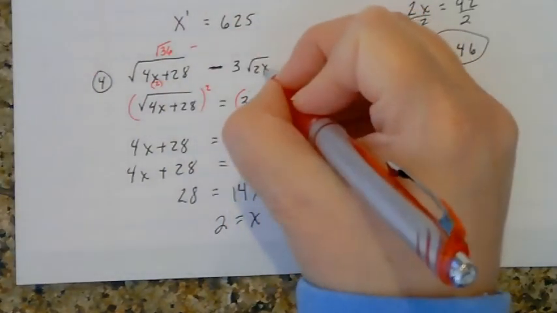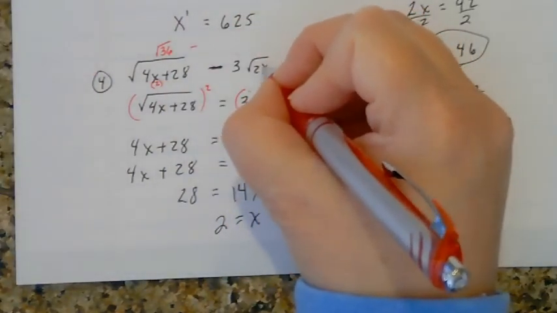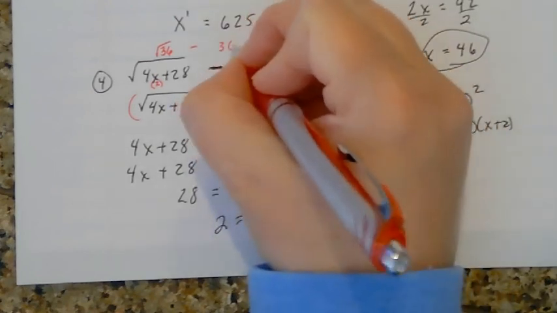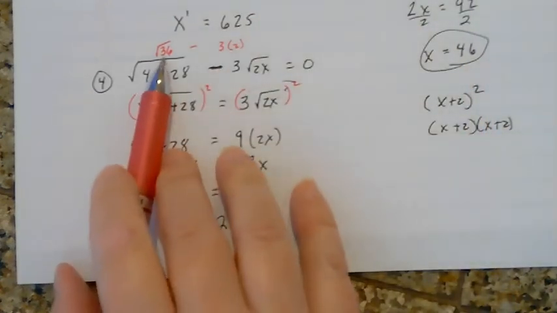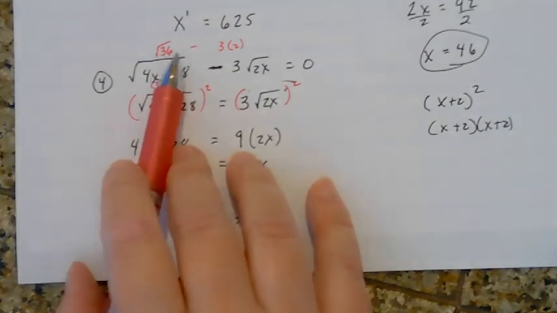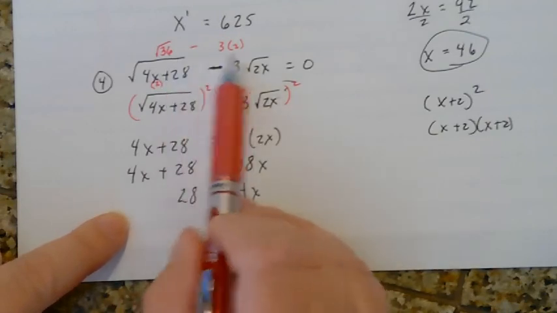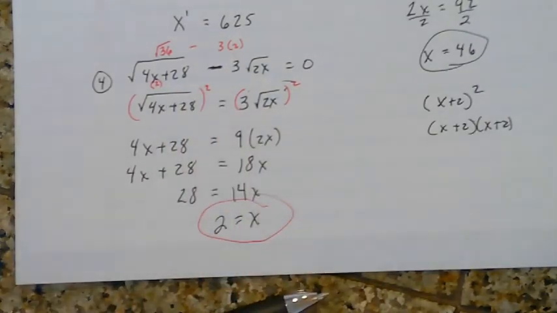If I put a 2 right here, I'd have 2 times 2, which is 4. And the square root of 4 is 2, so I'd have minus 3 times 2. The square root of 36 is 6. 6 minus 6 is 0. So because this is a true statement, that means this must be a solution.